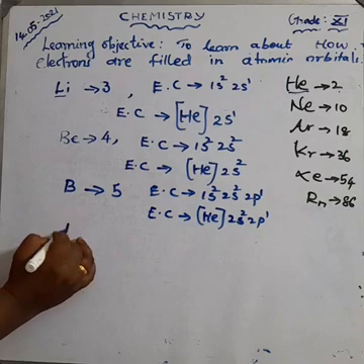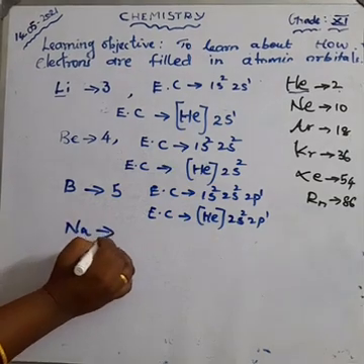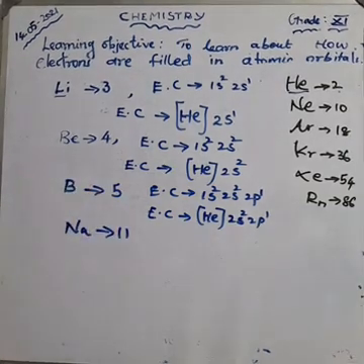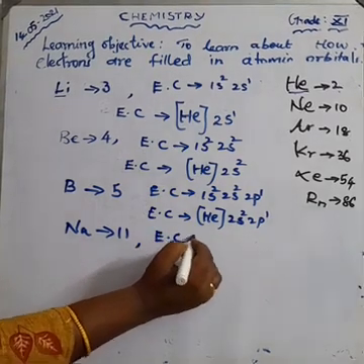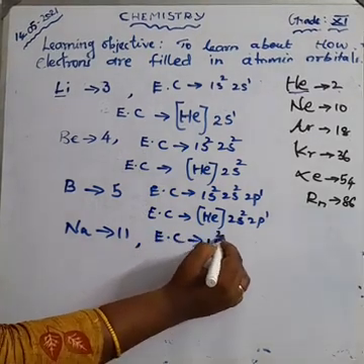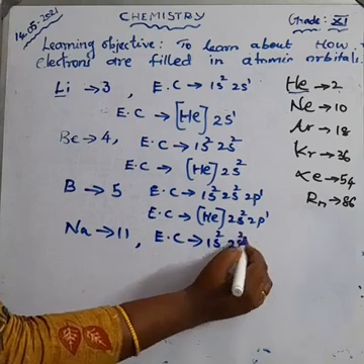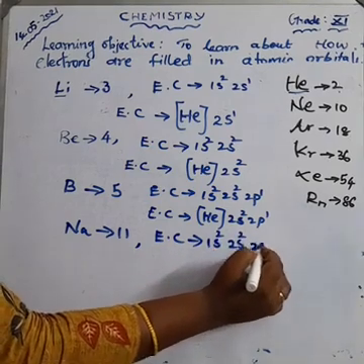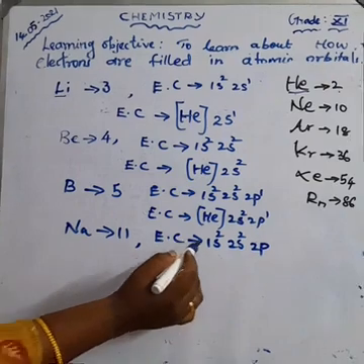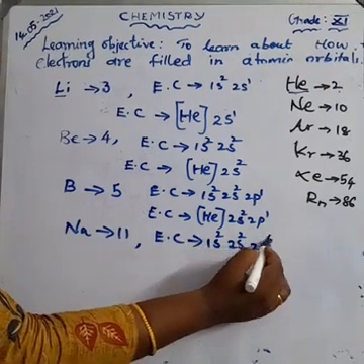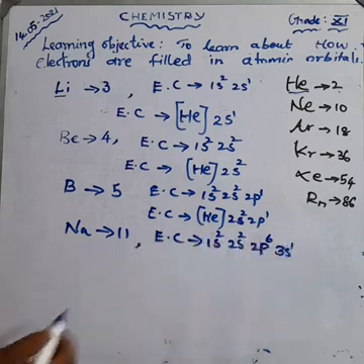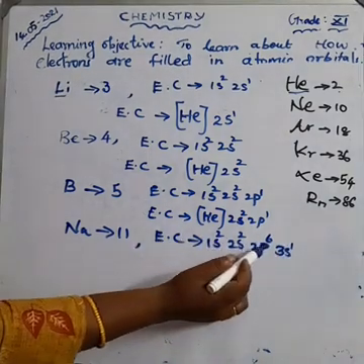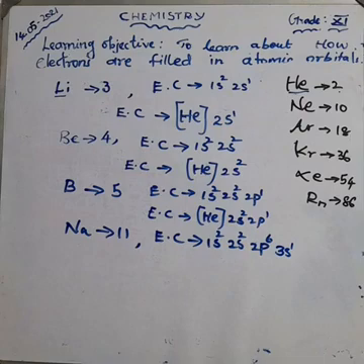Sodium, you know, the atomic number for sodium is 11. So how will you write the electronic configuration for sodium? 1s2, 2s2, 2p6 and then 3s1. 1s2, 2s2, 2p6 and 3s1.